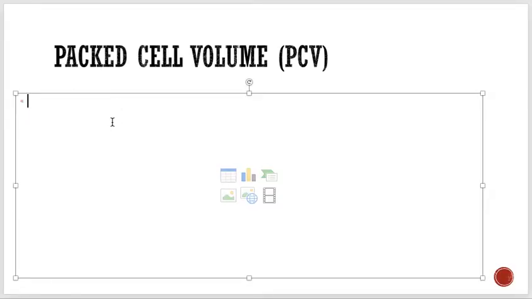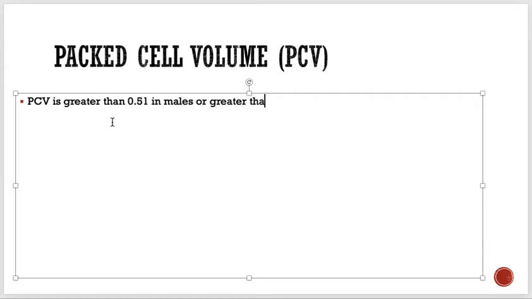So polycythemia is simply defined as when the PCV, or the packed cell volume, is greater than 0.51 in males or greater than 0.48 in females. Then we call that the patient has polycythemia; simply the cell mass is increased, or the cell volume is increased, or the packed cell volume is increased.